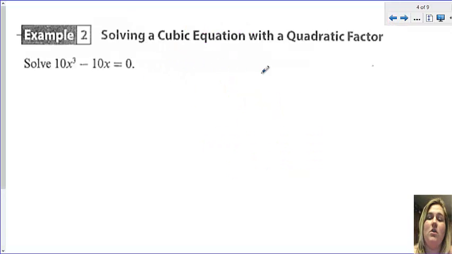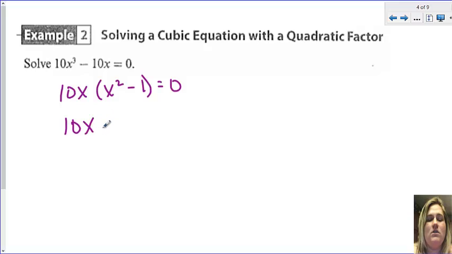Okay, so solving a cubic equation with a quadratic factor. What we're going to do here is basically the same thing we just did. We're going to factor something out of both of these first, and I can factor 10 and x out. So I'm going to take out 10x, which leaves me with x squared minus 1 equals 0. Sometimes this is a type of difference of two squares that confuses people because of this 1. You have to remember that 1 is also a perfect square because 1 times 1 gives us that 1, right? So we are good to go to factor this.